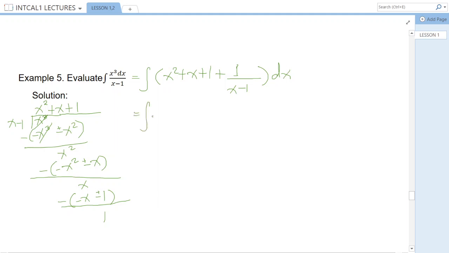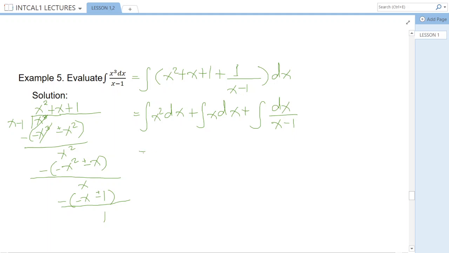Okay, so that is the integral of x squared dx plus the integral of x dx plus the integral of dx over x minus 1. For the first term, let us use the power rule. For the second, let us use the power rule. And for the third term, let us use logarithm, since the differential of the denominator is the numerator here.